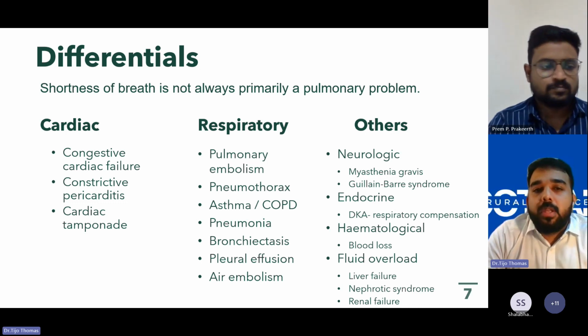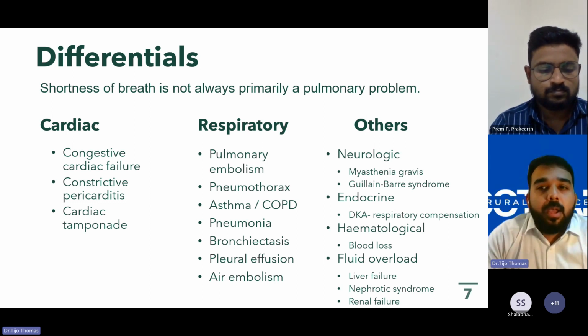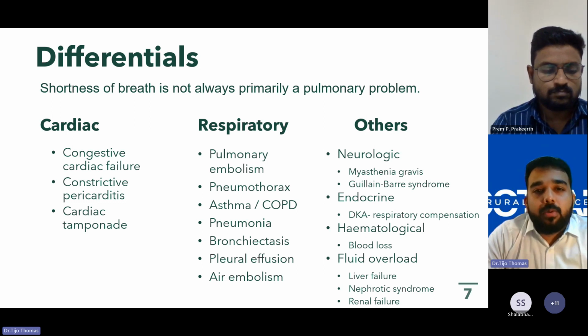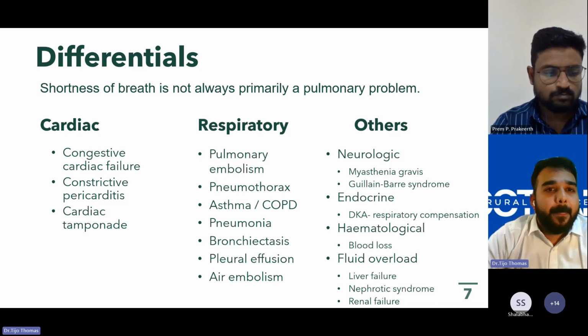Other reasons for dyspnea include neurological conditions such as GBS, Guillain-Barré syndrome, or myasthenia gravis, where there's respiratory depression and the nerves are responsible for that. Endocrine conditions like DKA, diabetic ketoacidosis, where there's severe metabolic acidosis. And in conditions where there's huge blood loss or even fluid overload, the patient will experience breathlessness.